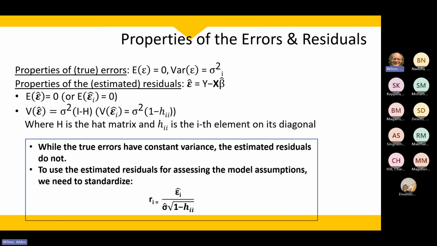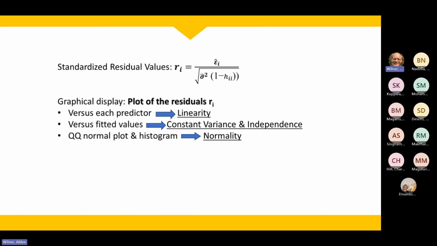So while the true errors have constant variance, the estimates do not. So in order to use our estimated residuals, we need to standardize our equation. We're going to divide by the square root of 1 minus the H, the ith element on the hat matrix for each observation, right? And so we get that formula, standardized residual values. We can then plot those residuals. We can plot them versus each predictor to see if they look linear. So look at the residuals versus the SAT score. If we see a curve in there, we say, well, that may not be a linear relationship.